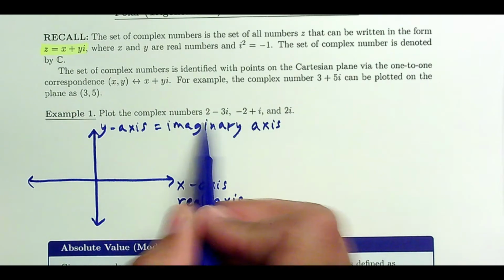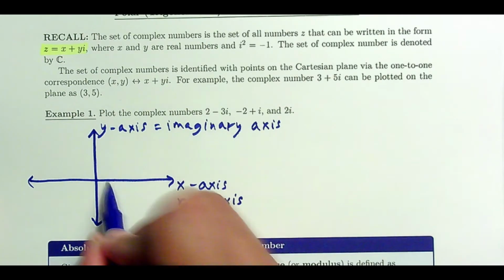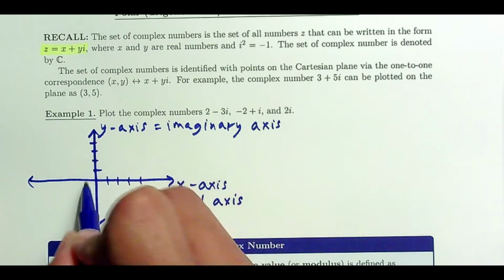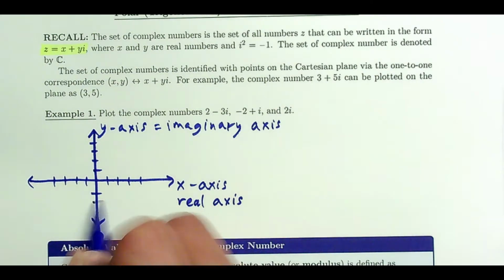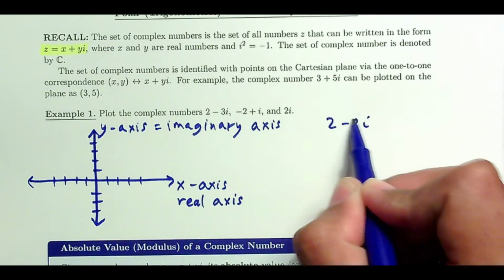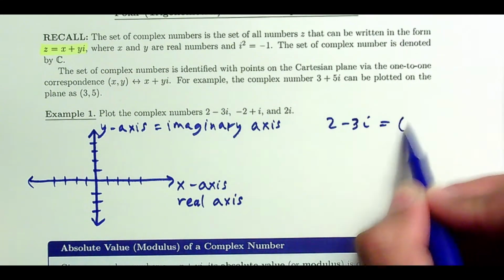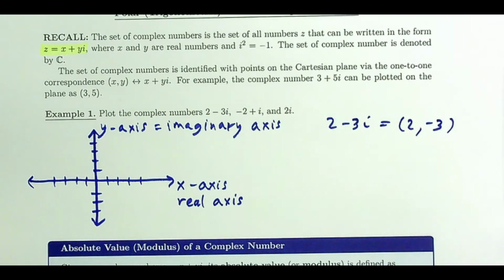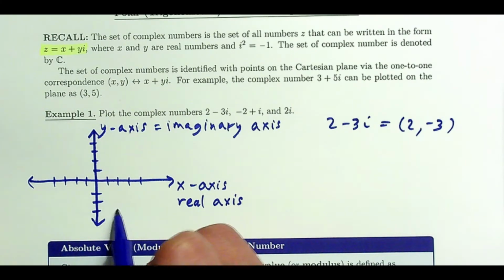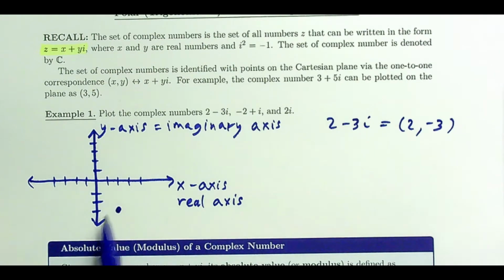Okay, so let's plot these. So I want 2 minus 3i. 2 minus 3i is going to be the same thing as 2 comma negative 3. So just plot 2 comma negative 3. 2 comma negative 3 would be right here. So this is the point 2 comma negative 3, or I'm going to label it 2 minus 3i. Again, it's the same thing.